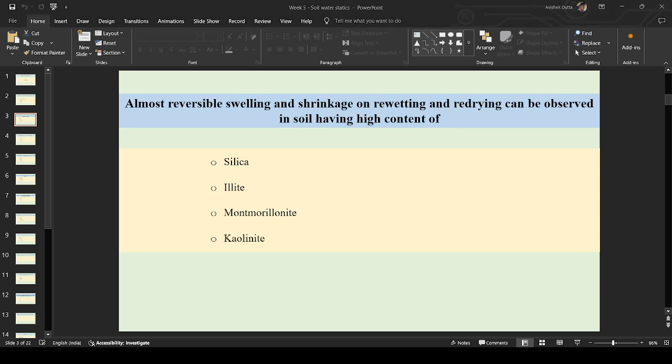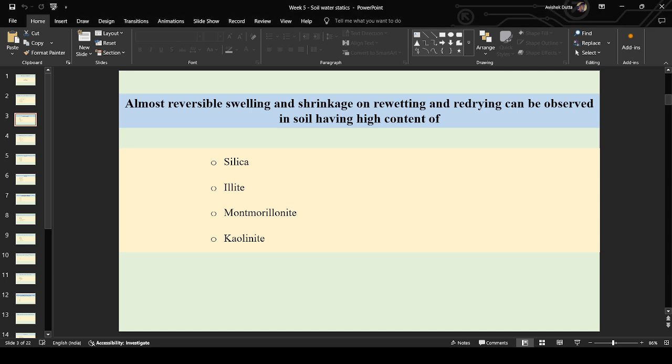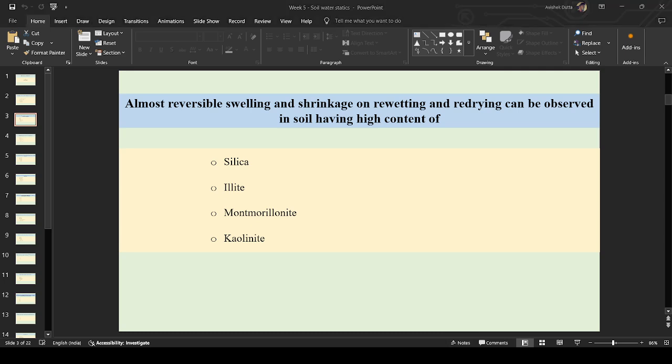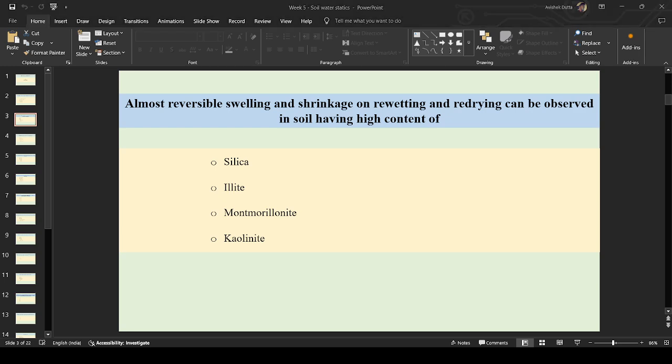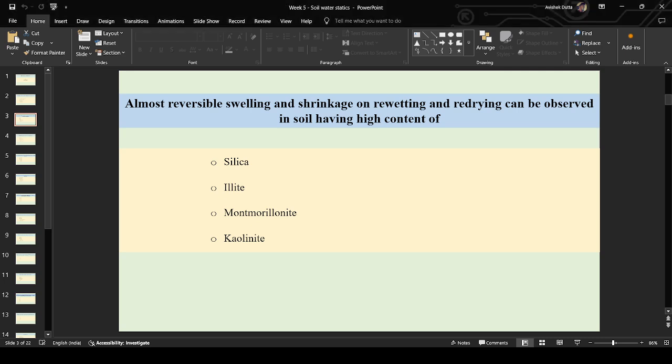Almost reversible swelling and shrinkage on re-wetting and re-drying can be observed in soil having high content of. Your options are silica, illite, montmorillonite, or kaolinite.